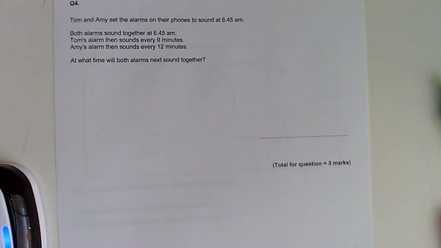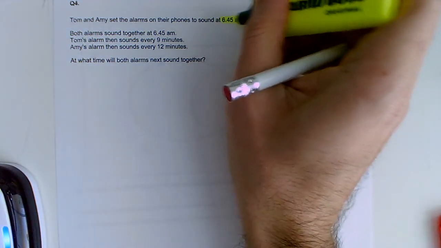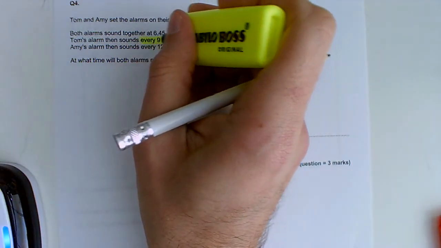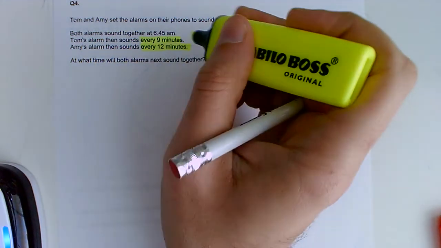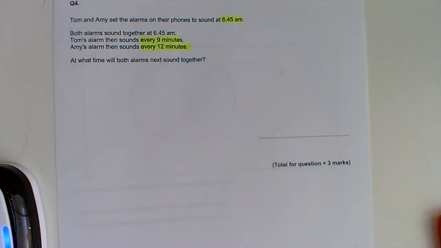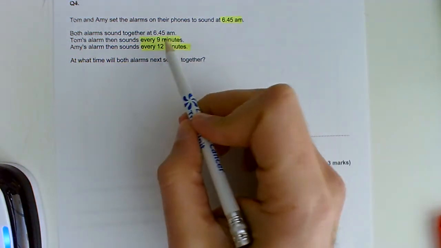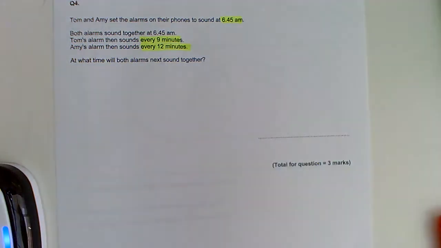Right, Tom and Amy set alarms on their phones to sound at 6:45 AM. Both alarms sound at 6:45. But Tom's alarm goes off every 9 minutes and Amy's goes off every 12 minutes. When are they going to sound again? Okay, now you've got 2 ways of doing this. You can either try to add on 9 minutes continuously on to 6:45, 12 minutes continuously on to 6:45, and then when you find the time that they both hit again, that will give you your answer.